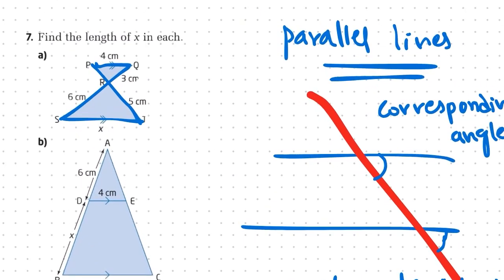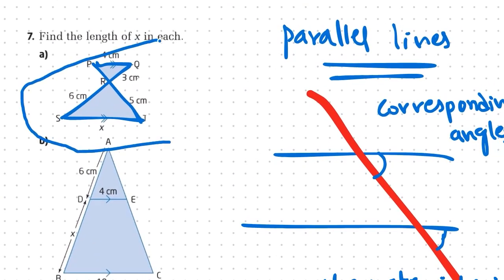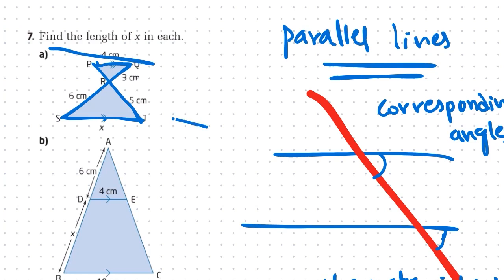So I'll give you a hint for this question. Where are the two parallel lines? Here and here, PQ and ST, right? And do you see any line that is crossing them both? PT and SQ. So let's talk about any one, let's say SQ. Can you spot the alternate interior angles?